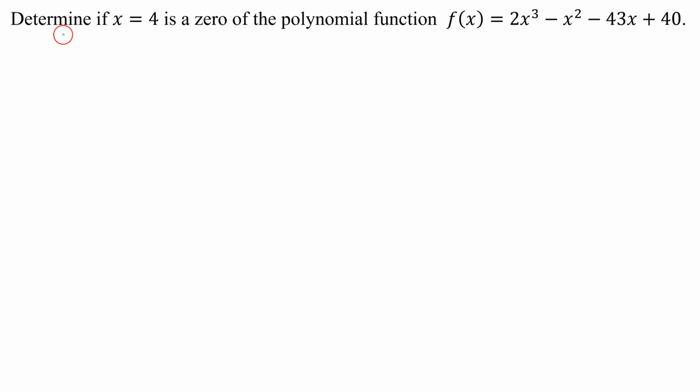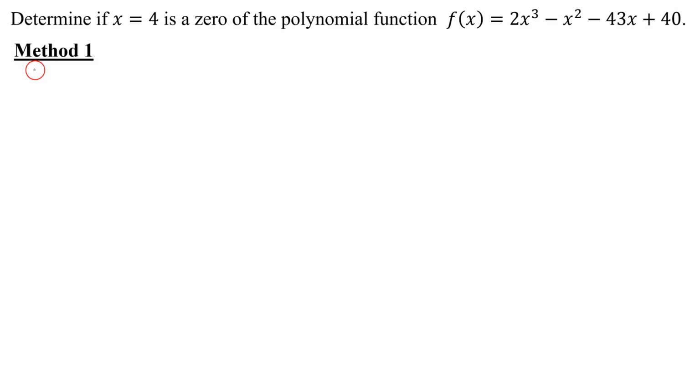In this problem, we need to determine if x equals 4 is a zero of the polynomial function f of x equals 2x cubed minus x squared minus 43x plus 40. Now, there are two different ways of doing this. I'm going to explain both of them, and then you can pick the one you like the most.